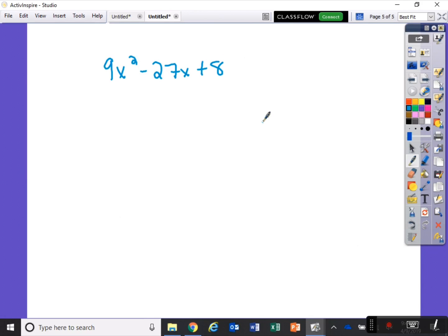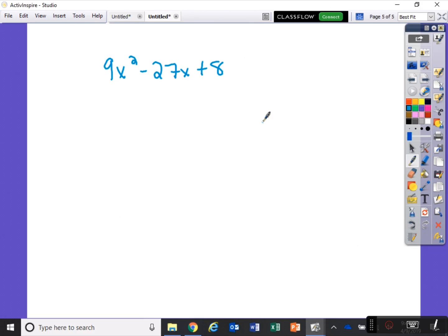Alright, so what I want you to notice here is a 9 at the beginning, and a 27 and an 8. First thing we always have to do is check for a GCF, the greatest common factor. The smallest number is 8. Will 8 go into the other two? No. Is there another number smaller than 8 that goes into all 3? No. No bigger number goes into all 3 either. So there's no GCF here, right?